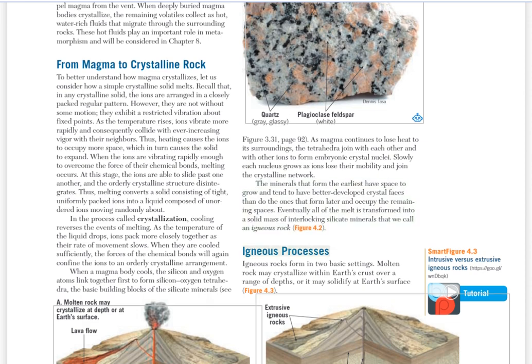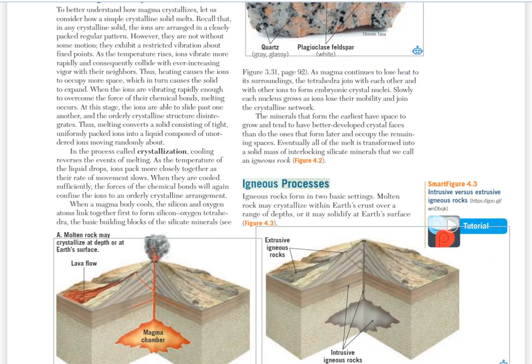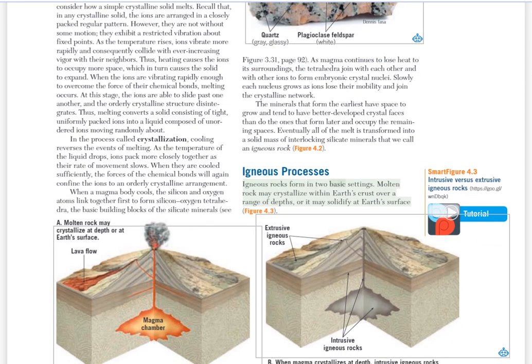Igneous processes. Igneous rocks form in two basic settings. Molten rock may crystallize within Earth's crust over a range of depths, or it may solidify at Earth's surface.